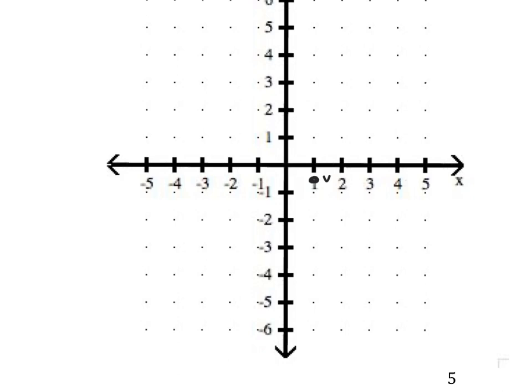Now it opens up, so our focus is going to be above the vertex, and it's whatever the p-value is. So our p-value is 1/2. So putting your pencil on the vertex, you're going to go up 1/2. Do that in a different color so you can see it. And that's your focus. And you're going to go down 1/2, and that's your directrix.